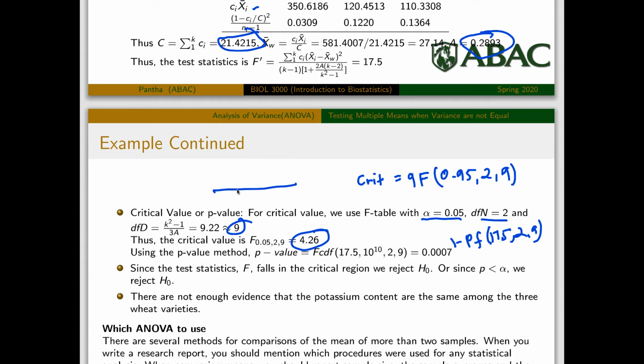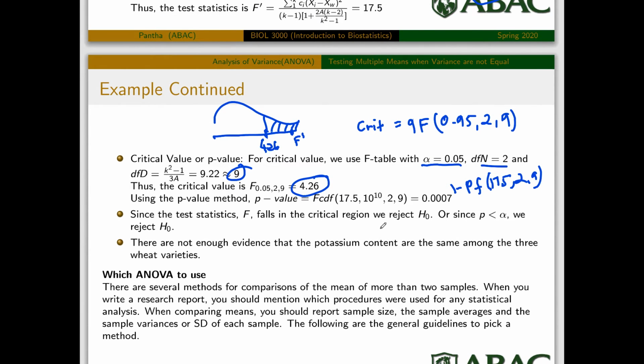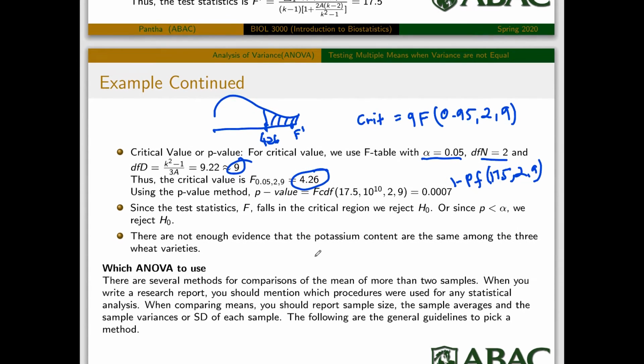What is happening there is your critical value is here, 4.26. Anything that falls to the right side of this will reject the null hypothesis. But our F prime falls somewhere here, right? So we reject the null hypothesis. Or in other words, the p-value is less than alpha, right? So we reject H0. So there is not enough evidence that the potassium content is the same among the 3 varieties.